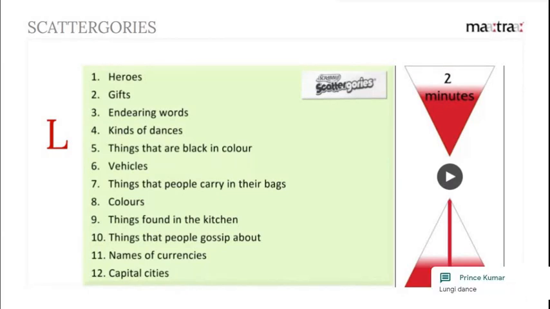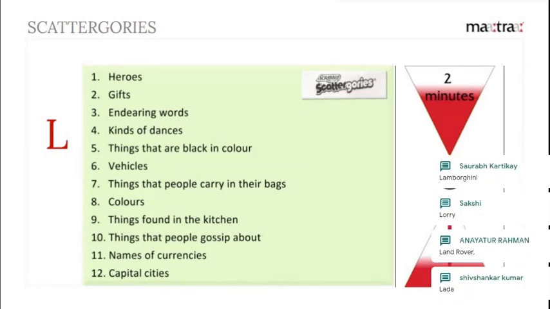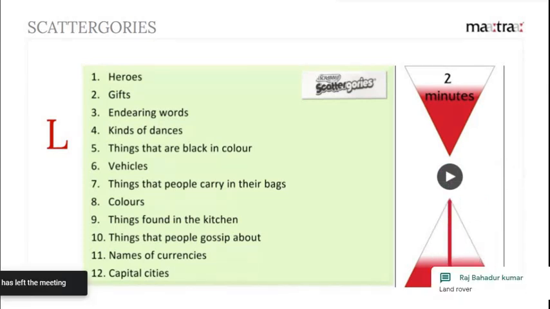What about things that are black in color with the letter L? Lipstick, very innovative. Black laptop. Very good. Lohia. What is a Lohia? LCD screen is black. Yes. Anything else? LCD TV, LCD screens. I still want to know what a Lohia is. Lappy, yes. Next one. Vehicles starting with the letter L. Lamborghini, lorry, Land Rover, Lada. Very good.